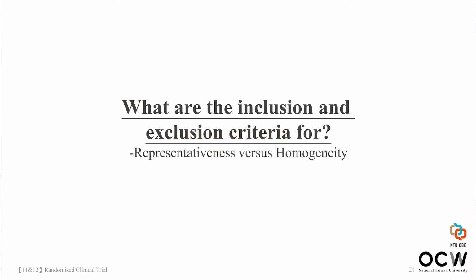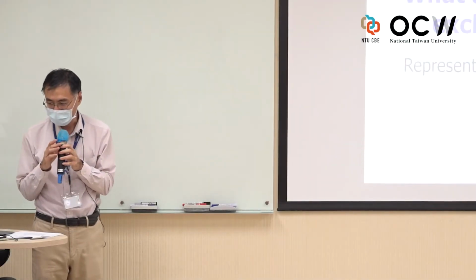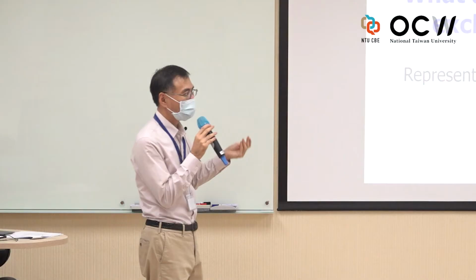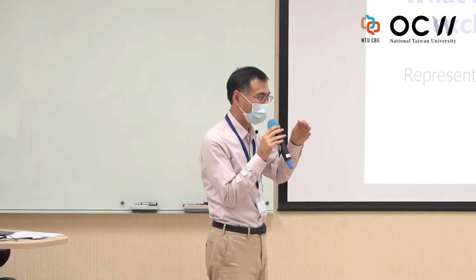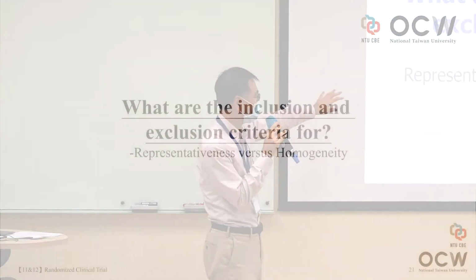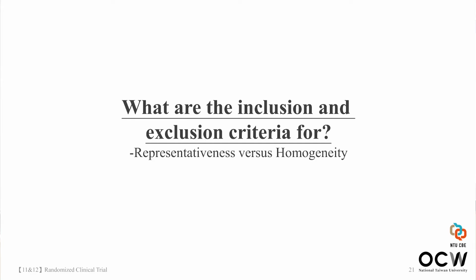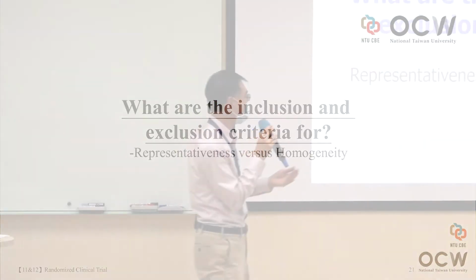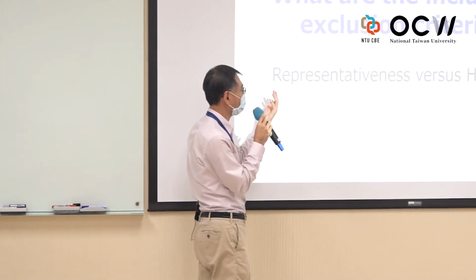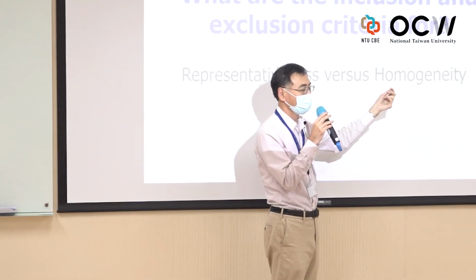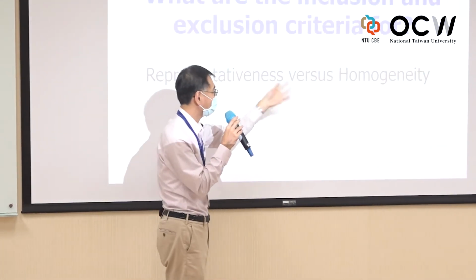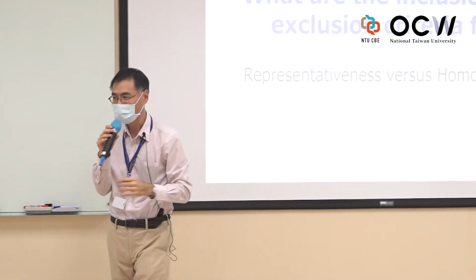Okay, why do we need to establish the inclusion-exclusion criteria? The major consideration is to find a balance or trade-off point, the optimal point for representativeness versus homogeneity. If you want to increase representativeness, the homogeneity might need to be traded off, right? So it's hard to find the best point to do that.